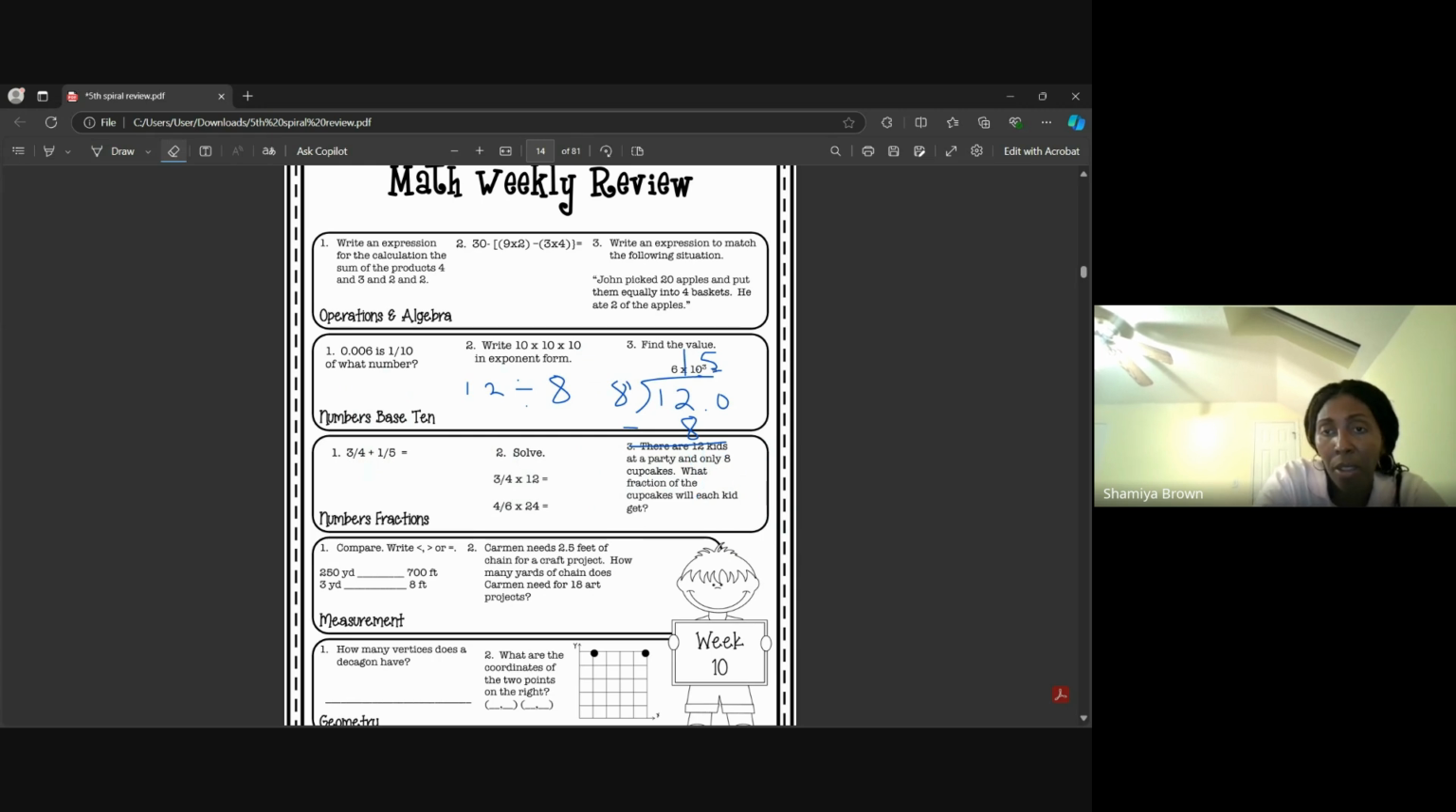I think I'm going to have to draw this out. Oh, I see why. Because I did 12 divided by 8. I can't do 12 divided by 8. I have to do 8 divided by 12. Because I have 8 cupcakes and I'm dividing it by 12 friends. So 8 divided by 12.